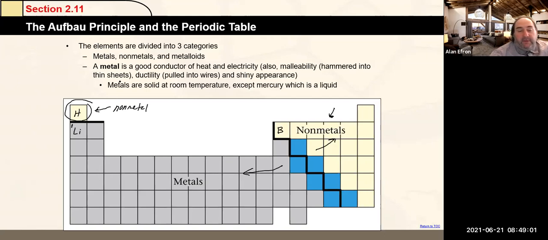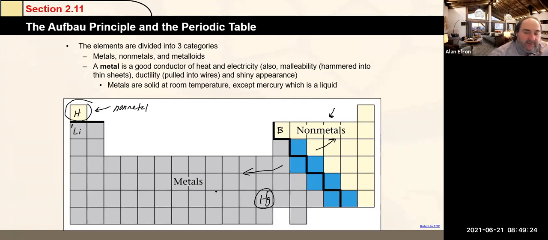Now, metals are good conductors of heat and electricity. They're malleable: you can hammer them into sheets and pull them into wires. They typically have a shiny appearance. Pretty much all metals will be solid at room temperature. The one exception is our good friend over here, mercury.